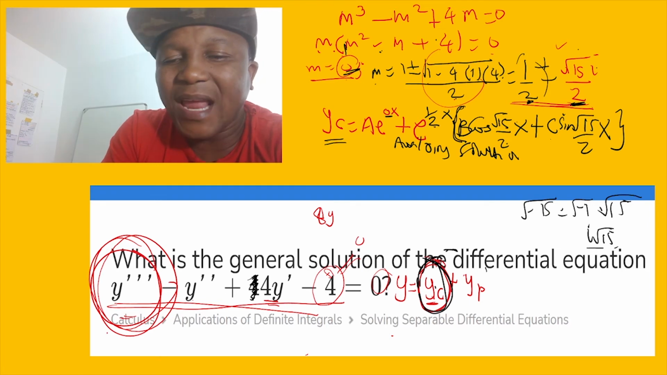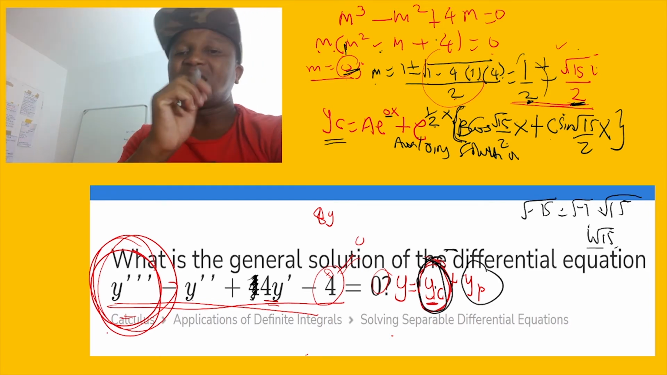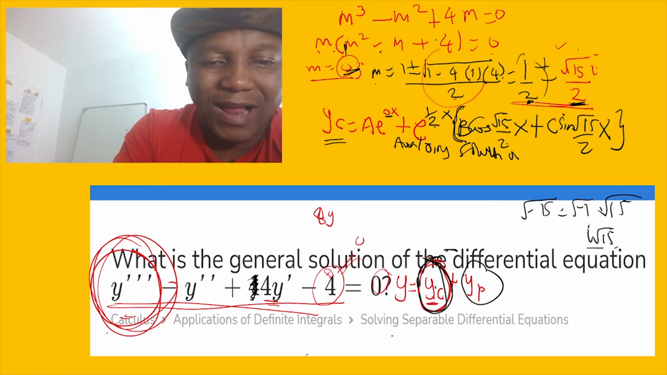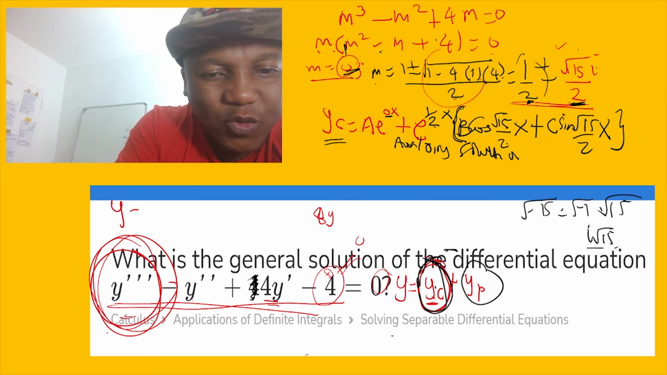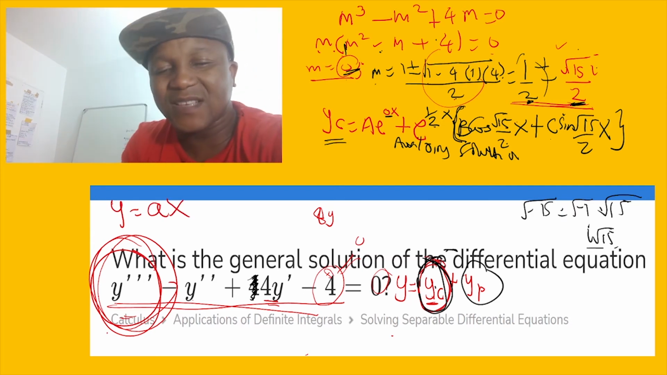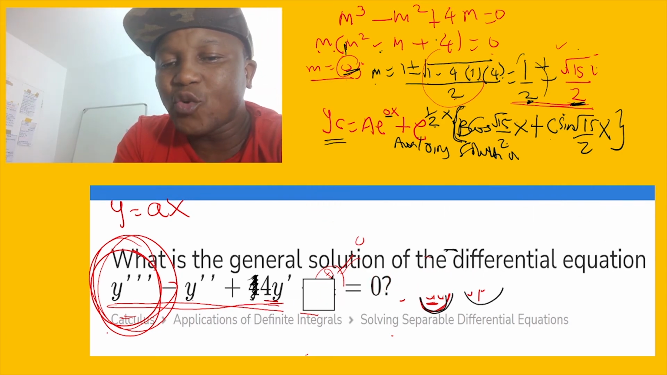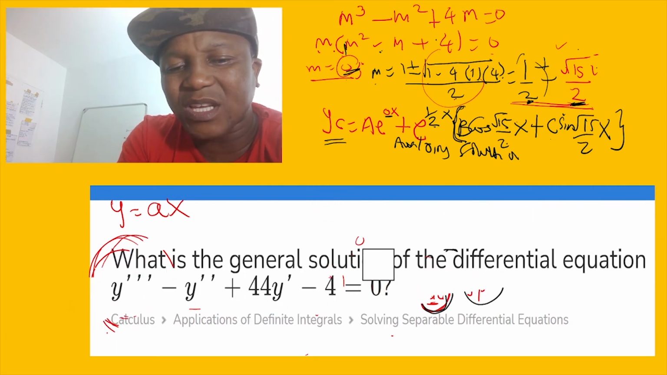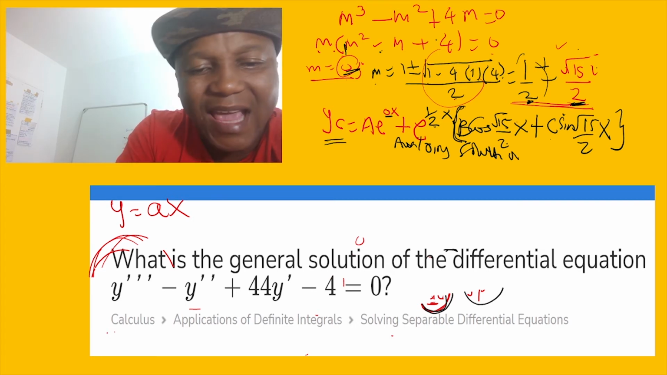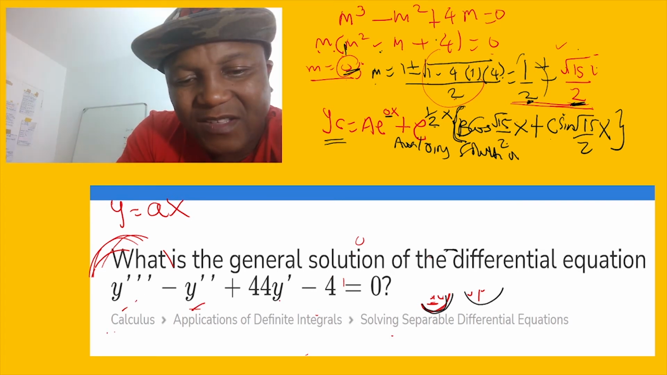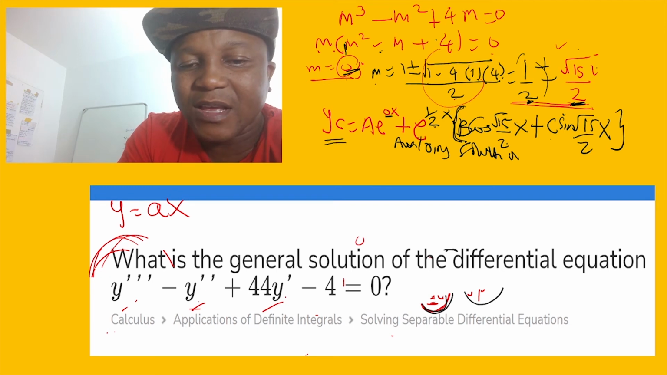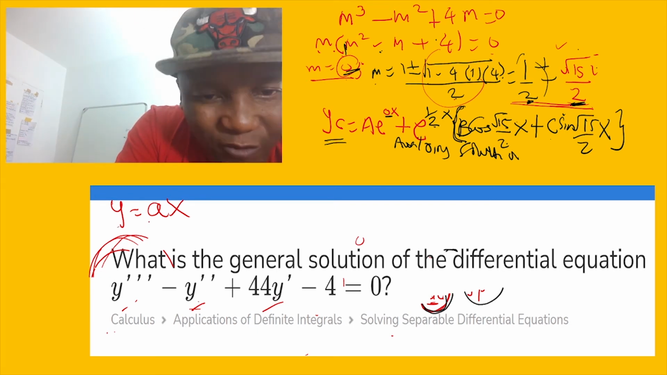So now to get the particular solution is way easy. What you do, you say y equals Ax. For this case, that's the form that you have. Now remember, you have to look at the question given. The question says you have the first derivative, second derivative, and third derivative. So it means you have to differentiate this 3 times.